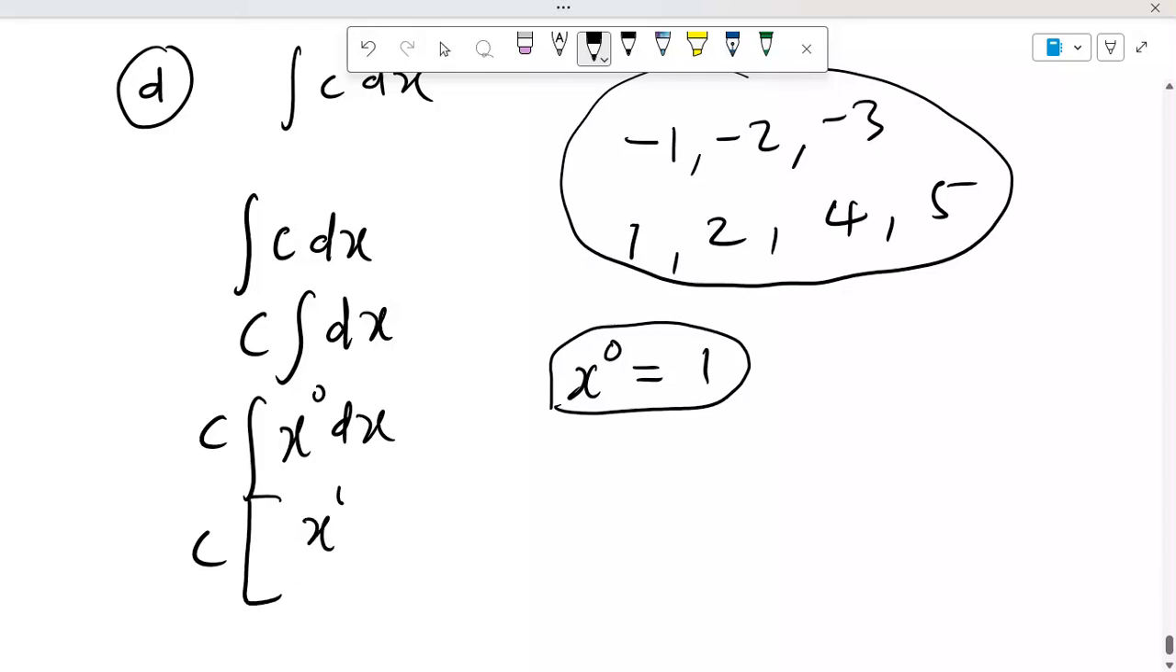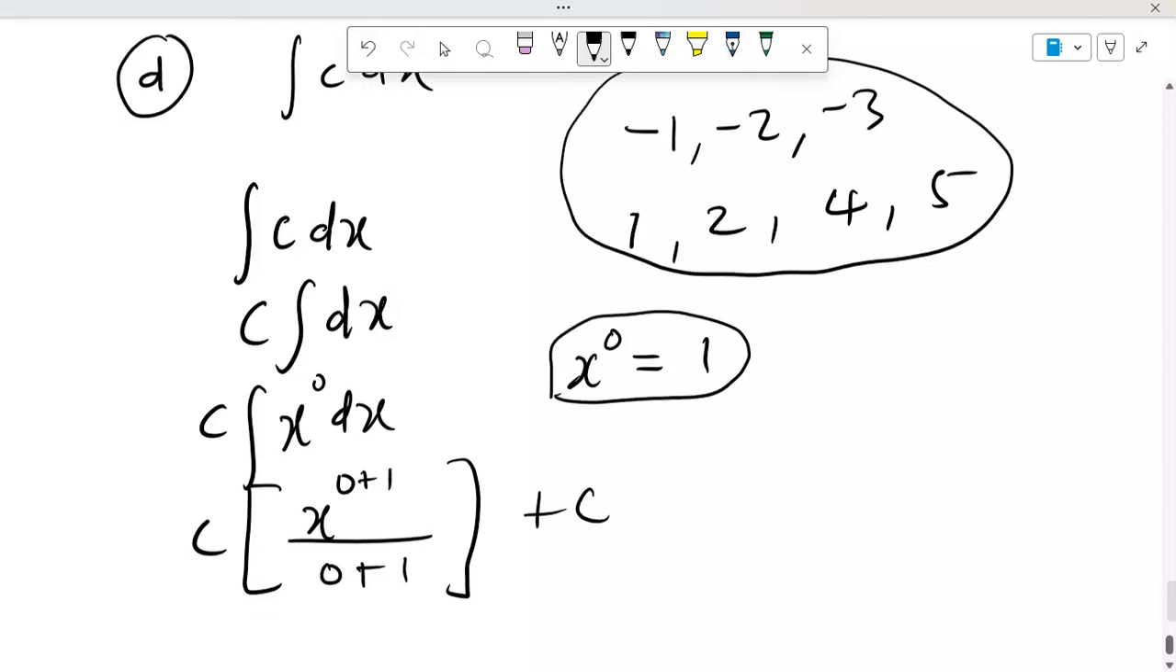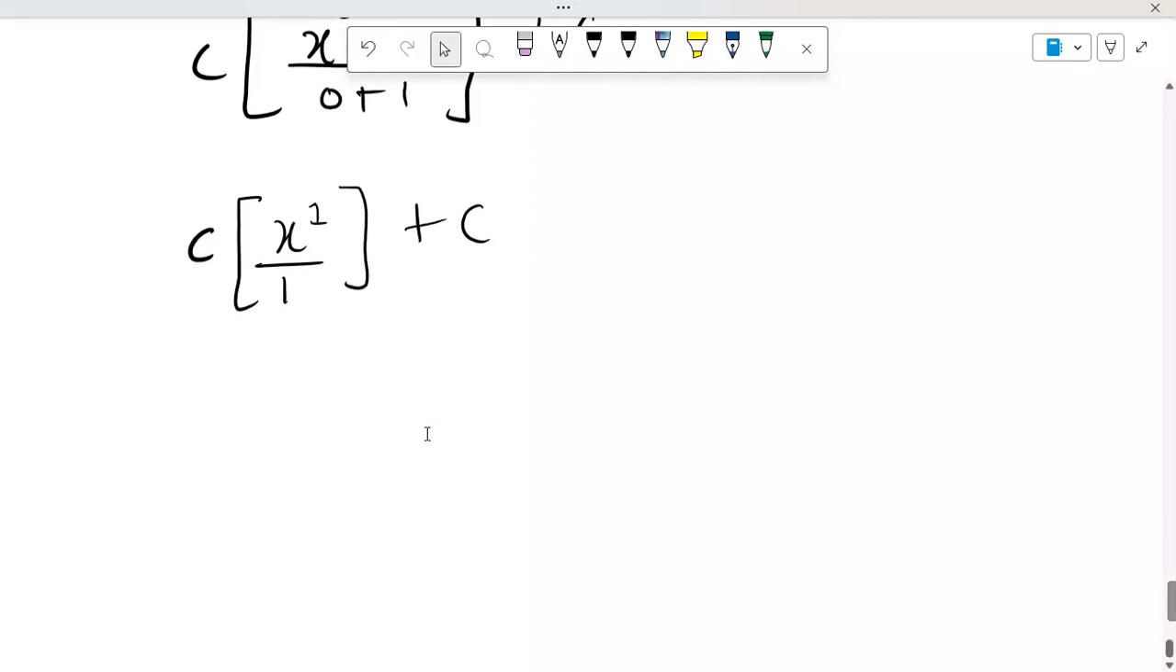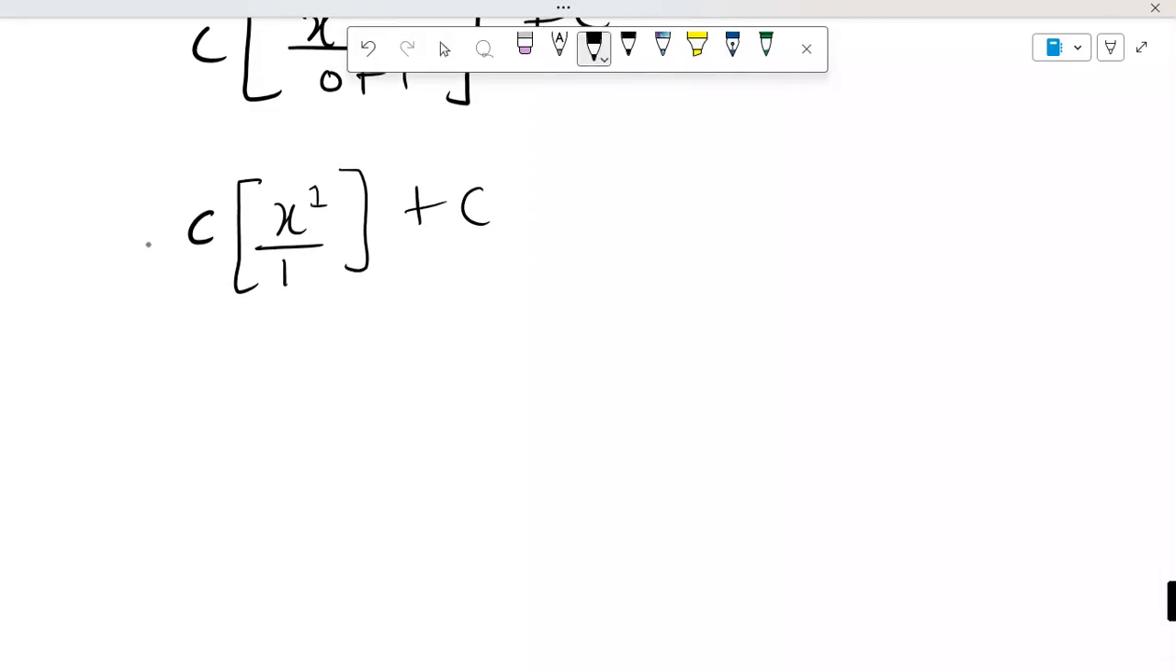Okay, so c, now we have x to the power 0 plus 1, over 0 plus 1, plus c. So we have c, then 0 plus 1 is 1, over 0 plus 1 is 1, plus c. So this is the same as power 1. We don't write power 1. So this is just cx plus c.